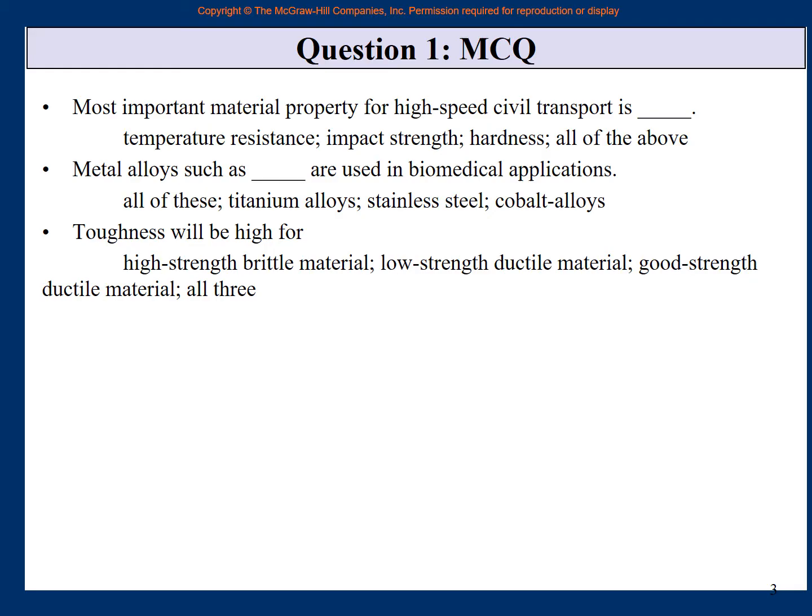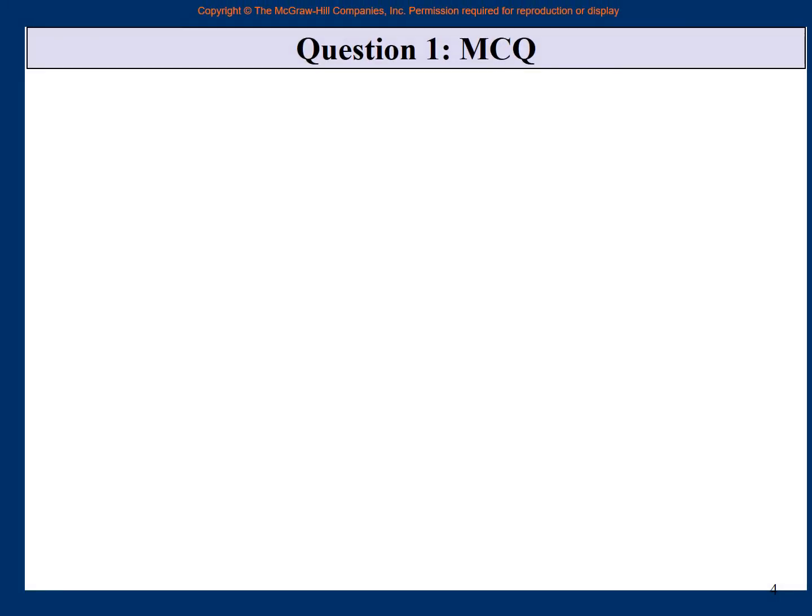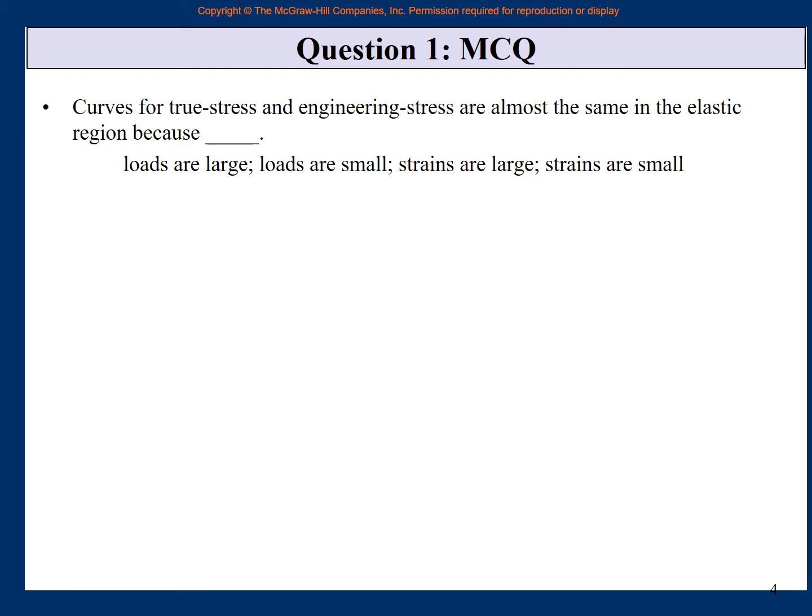Curves for true stress and engineering stress are almost the same in the elastic region because what? Loads are large, loads are small, strains are large, strains are small. Sorry for the slight mishap on the previous page. I was reading this question, right? Curves for true stress and engineering stress are almost the same in the elastic region because loads are large, loads are small, strains are large, strains are small.